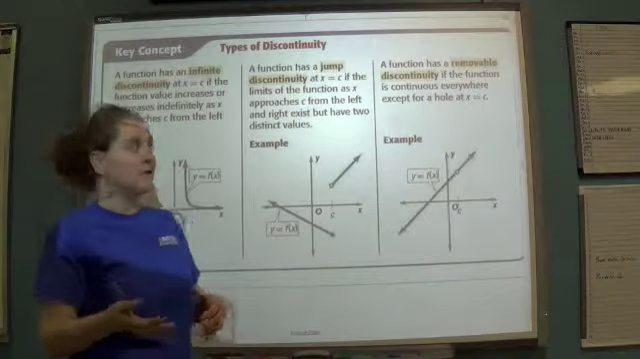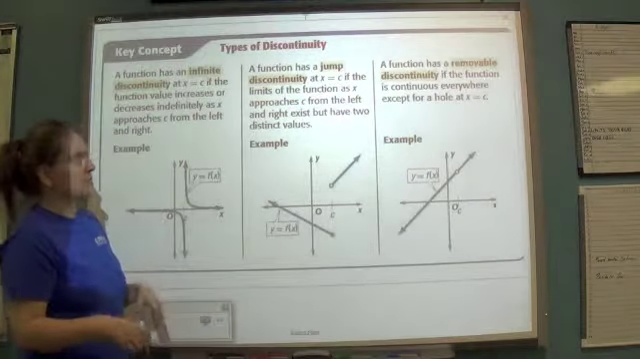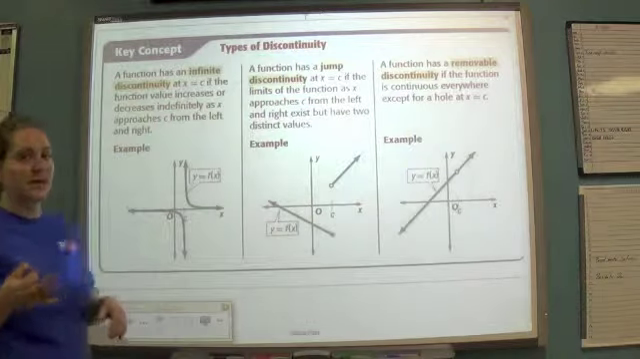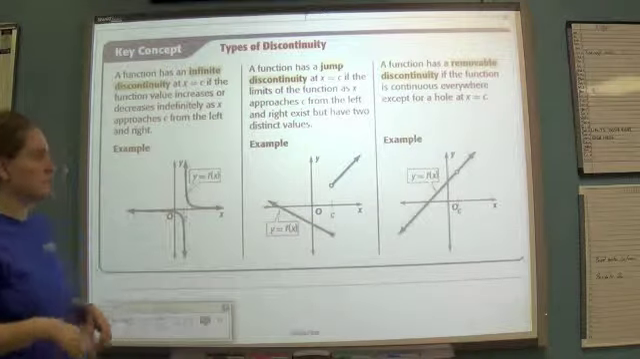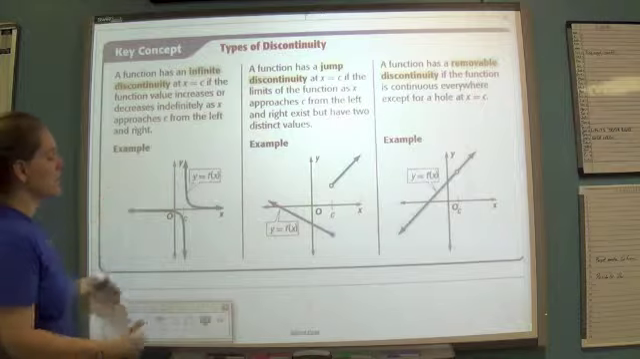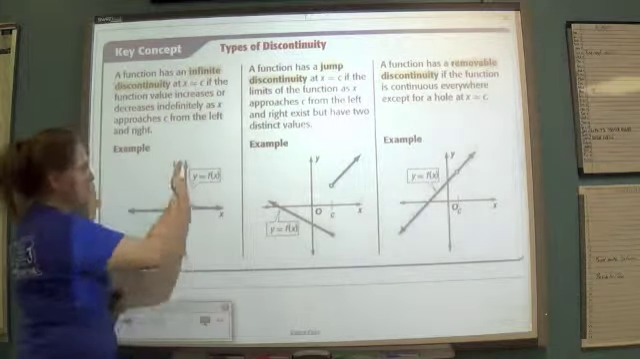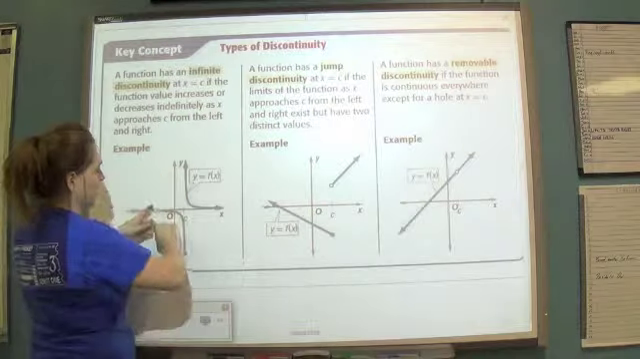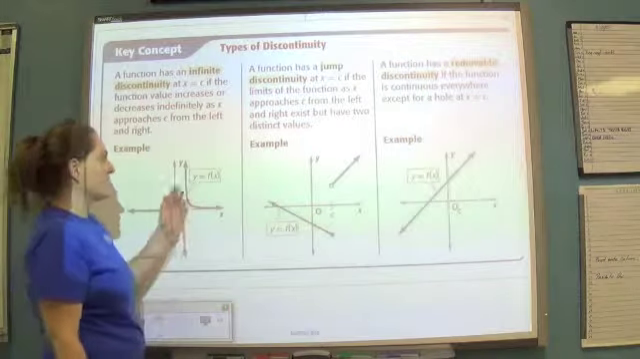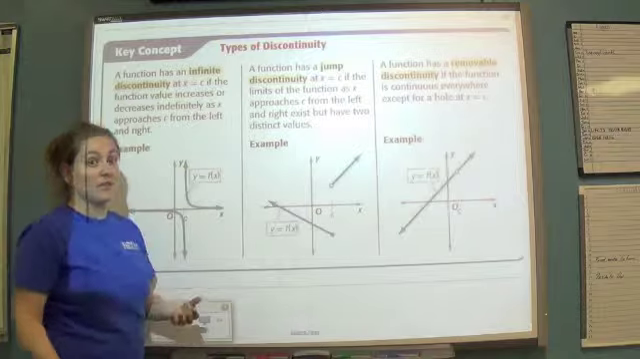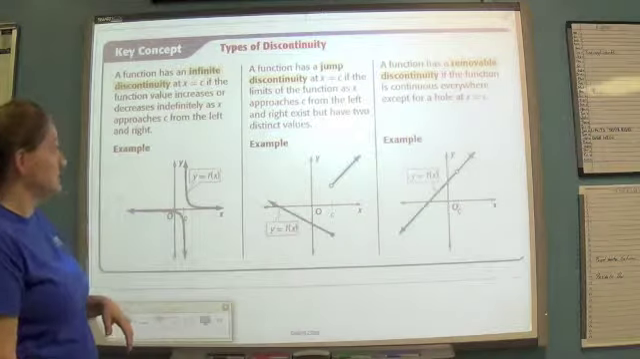All right, the next type of non-continuous basically is discontinuity. There's three types of functions that are discontinuous. You have infinite, which means it breaks. It's basically your vertical asymptote, which we'll get to later. One side goes down to negative infinity and one side goes positive infinity, and they never connect. So that's an infinite discontinuity.